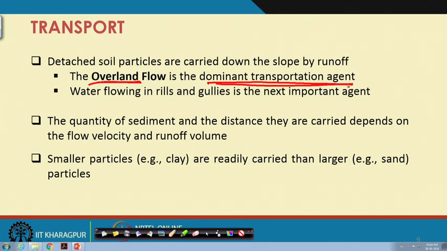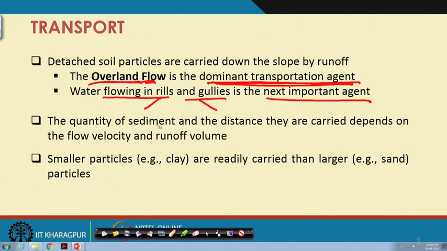So, once the detached soil particles are lying on the soil surface, the overland flow takes these soil particles away, and water flowing in rills and gullies is the next important agent. We also saw what rills and gullies are while classifying water erosion. Rill erosion is a form where we have finger-like structures, and water will have a tendency to flow through these rills and cause erosion. Similarly, gullies are much larger in size. We also saw that they could be U shaped or V shaped in the previous class, and obviously water flowing in these gullies also will transport soil particles.